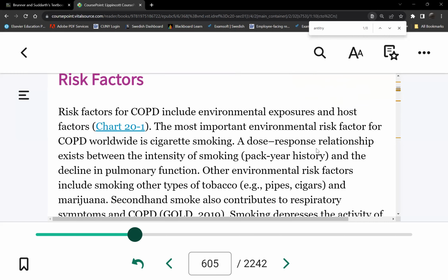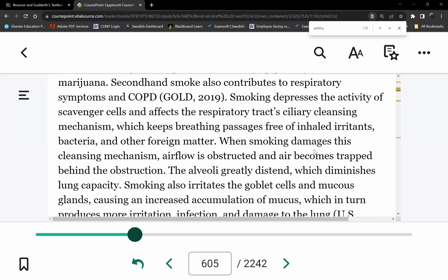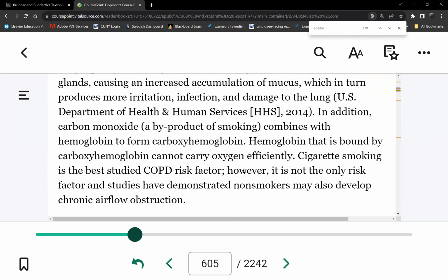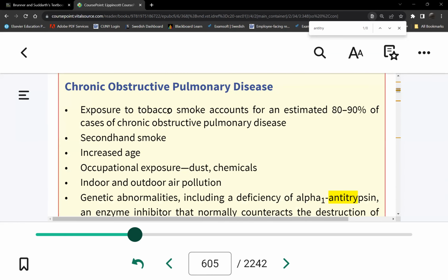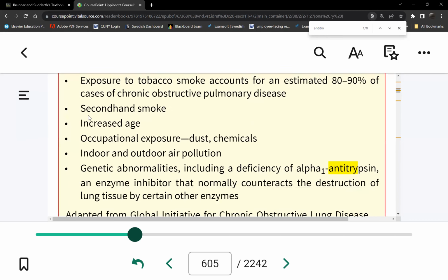Risk factors, we already mentioned. The number one risk factor is what? Smoking. Or again, if you are exposed to any air pollutants, certain toxins, then you're also at risk. So here's the list, chart 20-1. Smoking is number one. If you're not a smoker, maybe you are exposed to smoke, so that's secondhand smoking. Or it could also be third-hand smoking. When we say third-hand, that's the smoke and nicotine that sticks to a smoker's skin and clothes, right?